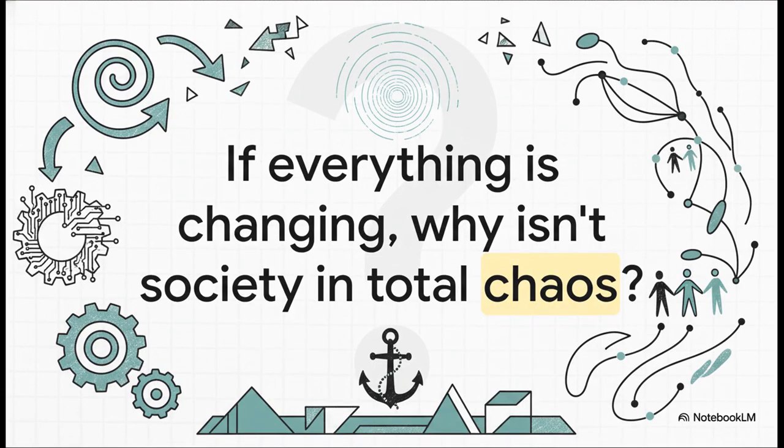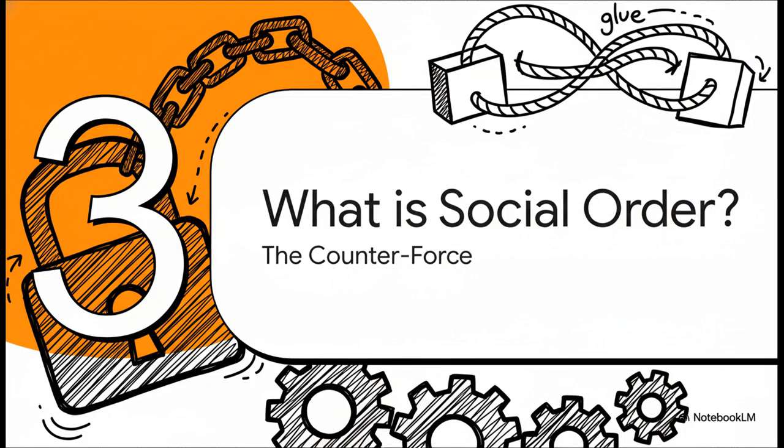Okay, wait a minute. This brings up a really good question. If everything is changing so fast, technology, politics, everything, why don't things just fall apart? Why isn't everything just complete chaos all the time? What is it that holds society together? Well, the answer to that question is something called social order. Think of it as the force that pushes back against change. It's the glue that keeps things stable and predictable for all of us.